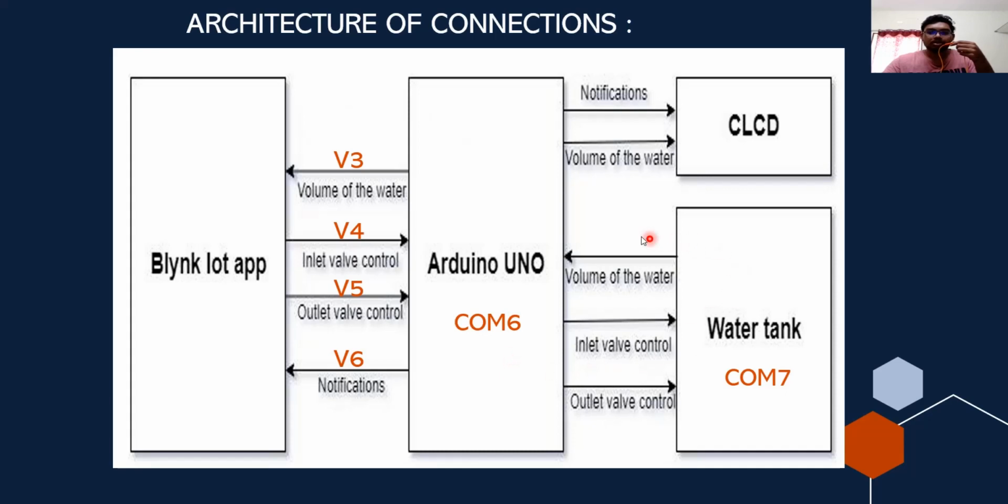These are the connections, similar to the Arduino in the previous experiment. You will have the CLCD and the Blynk app, but the volume of the water will be connected to V3, the inlet valve to V4, the outlet valve to V5, and notifications to V6. These are the data streams which will be created in the Blynk IoT app. For the Arduino you will use COM6, and for the water tank you will use COM7, and by using the null emulator you will connect both these COMs.